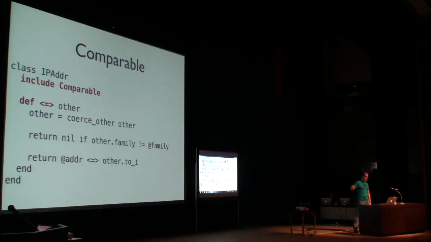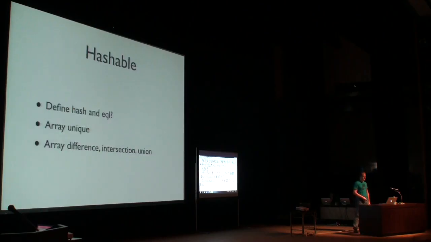IP addresses are sortable, so you include Comparable and you define the spaceship method. And if the objects aren't comparable, in this case they don't have the same address family, then you return nil. Otherwise, you just return -1, 0, or 1, depending on the ordering of the two objects.